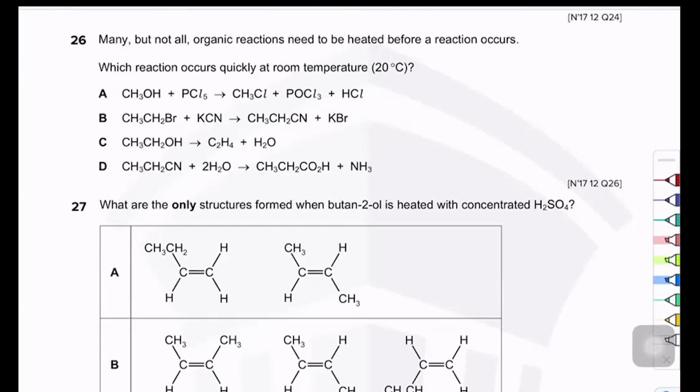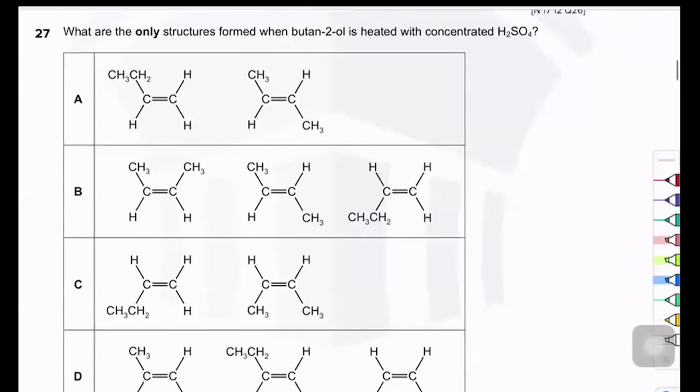Nucleophilic substitution. That's the reaction. Okay, what are the only structures found when butan-2-ol is heated with concentrated sulfuric acid? Let's draw butan-2-ol. So 1, 2, 3, 4. This is OH. Now I'm removing OH, and I'm removing hydrogen from another carbon, so we're going to give it a double bond. Either the double bond can come here or here. So two different isomers are possible. Now let's see which one the question says will form. Either on the first carbon or on the second carbon you can have a double bond.